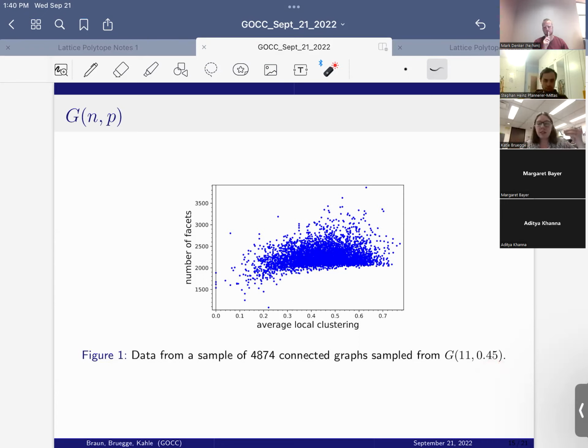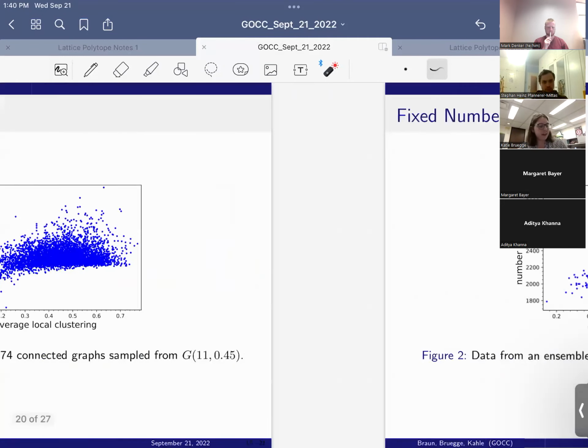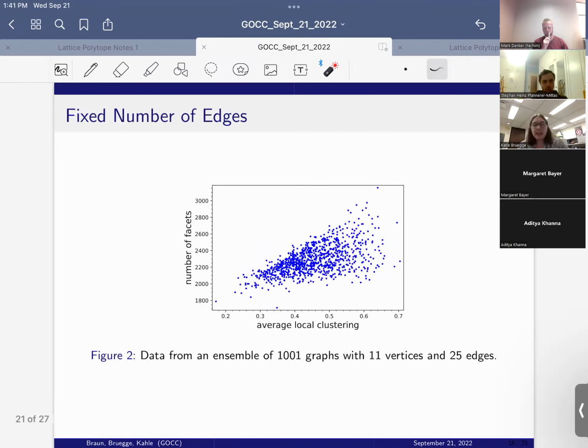So if we restrict our space to graphs that have a fixed number of vertices and fixed number of edges, we start to see things like this, where our range on the clustering values is starting to tighten in a little bit. And it seems like higher average local clustering is correlated with higher numbers of facets, but the variance is changing. Our cone is getting wider as our average local clustering goes up.